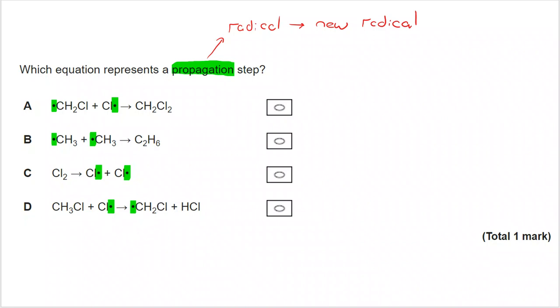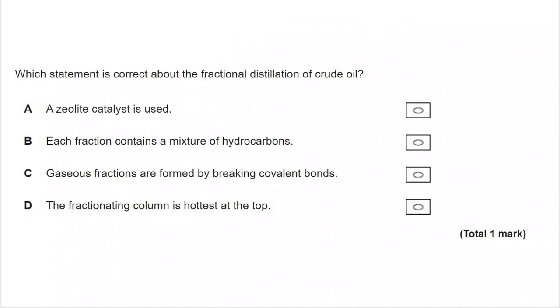So if I were to actually assign those, these are going to be termination steps where 2 radicals combine to make a non-radical. This in C is an initiation step where 1 compound has broken down into 2 radicals. And that therefore means that D, where we start with 1 radical and end up with another, is the propagation step. Correct answer is D. Next question for you.